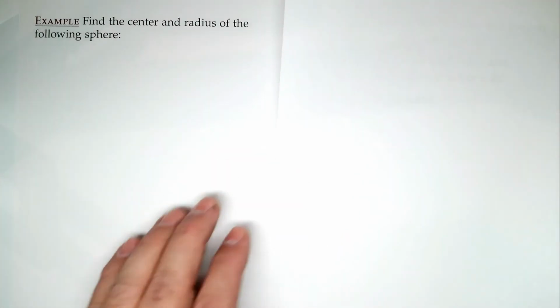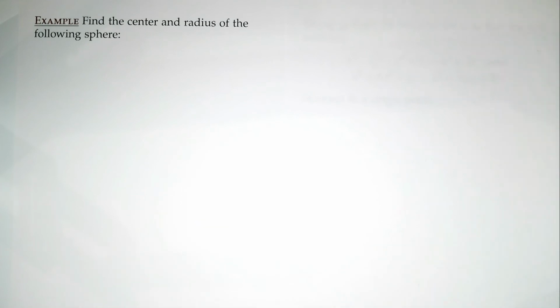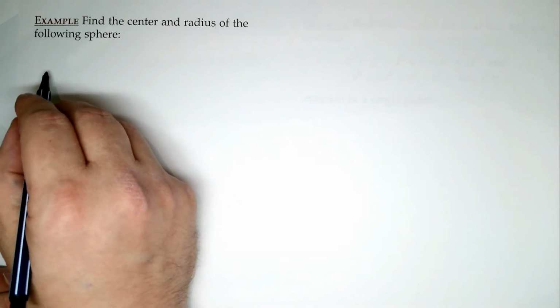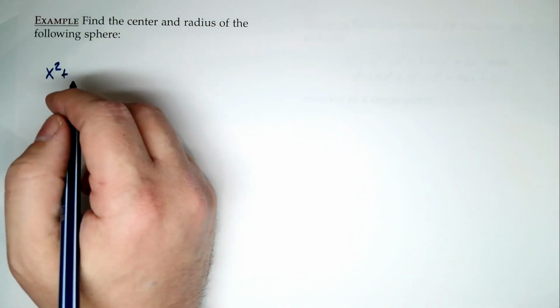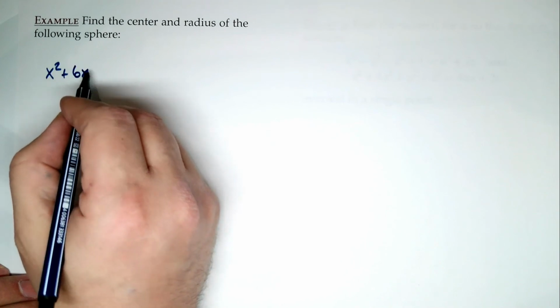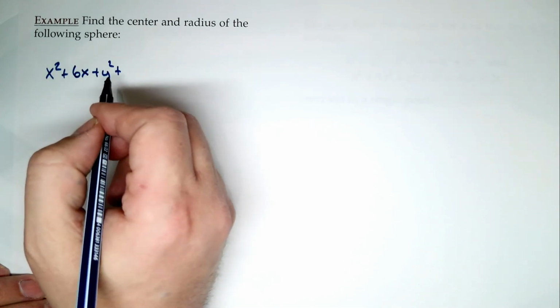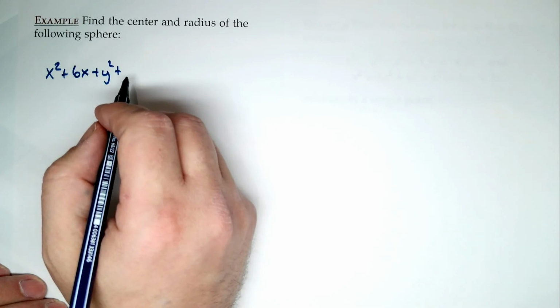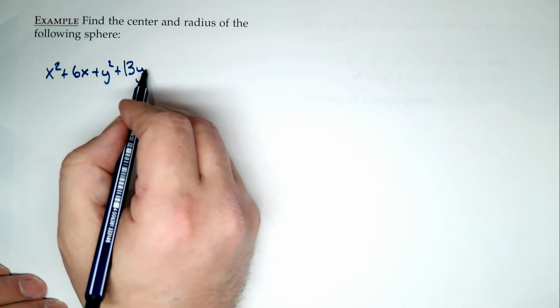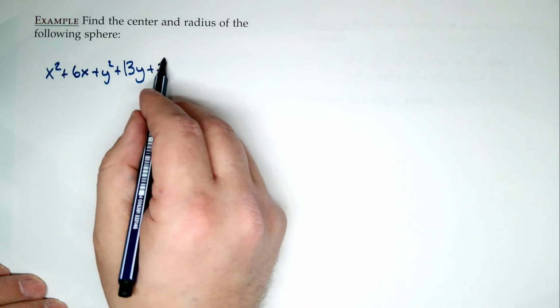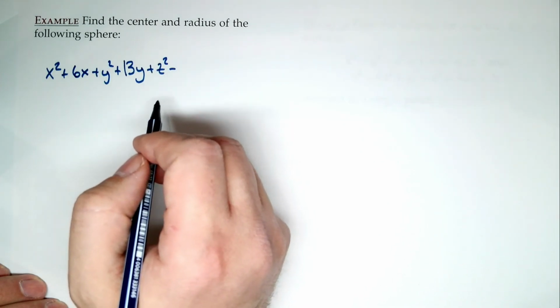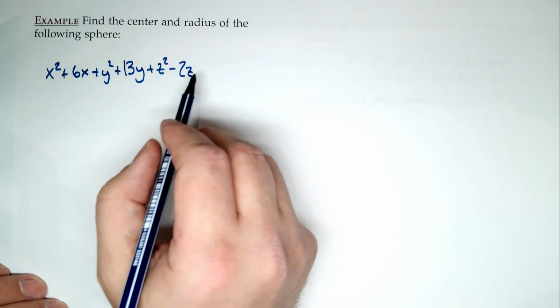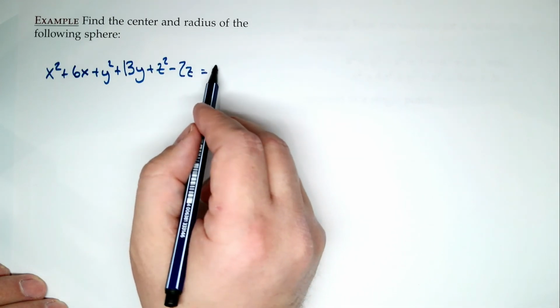Okay, so here's our example. Find the center and radius of the following sphere. Now you'll notice I forgot to write down an equation, so let's go ahead and write it down. I'll need some help from the audience. So x squared plus, give me a number. 6. All right, that's a nice number. 6x plus y squared plus? 30. What? Really? Okay. Plus z squared. I'll do a minus this time. 2. Okay. Somebody likes me. All right. Equals 0.